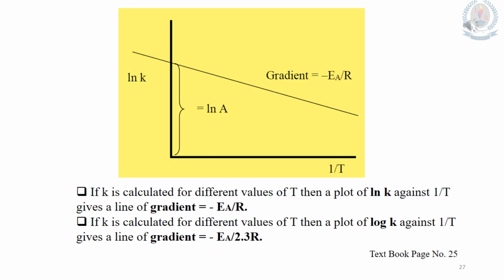Here I am giving the graph of ln k versus 1 over T. You can see the gradient equals minus EA over R. The intercept equals ln A. If it is ln k, the gradient is minus EA over R, but if it is log k, then the gradient should be minus EA over 2.3 R.